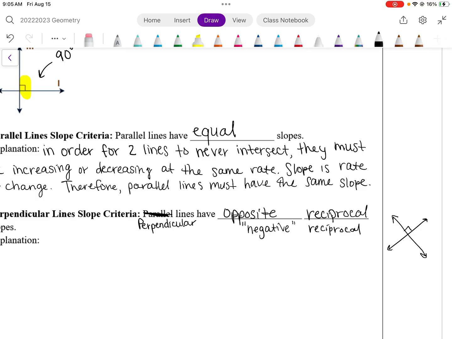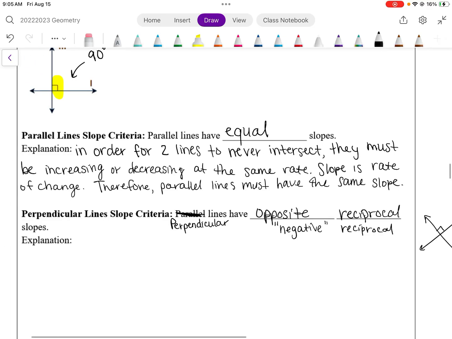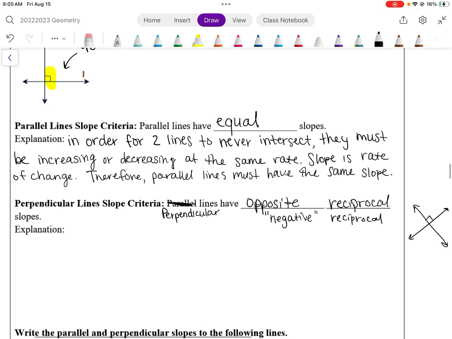Reciprocal, we talked about this word in the very first topic. Reciprocal is like if you flip a fraction. So A over B has a reciprocal of B over A. So the slopes have to be opposite signs and reciprocals of each other. So let's kind of put an explanation why.